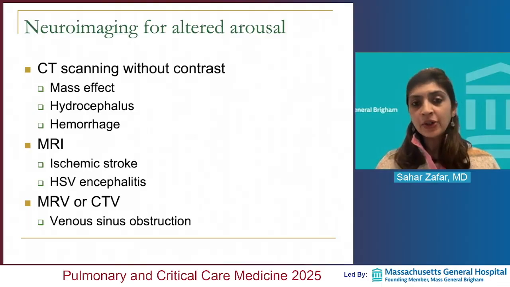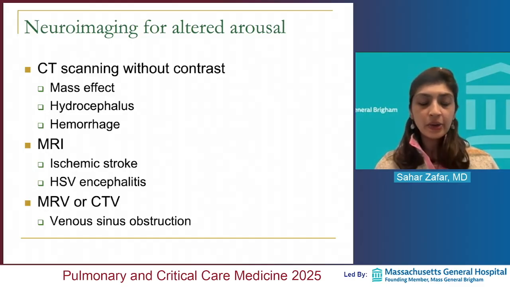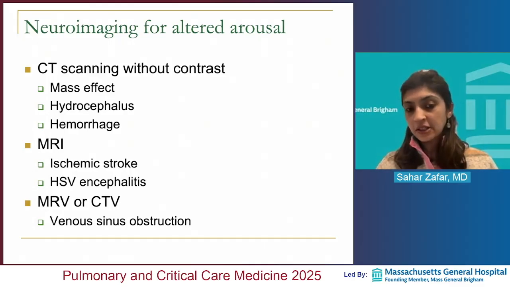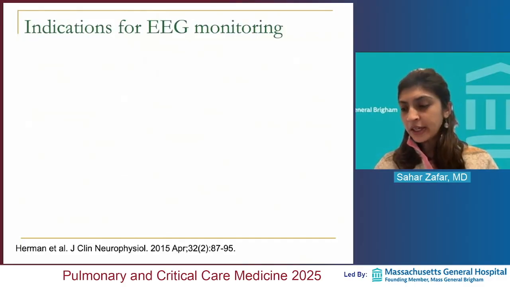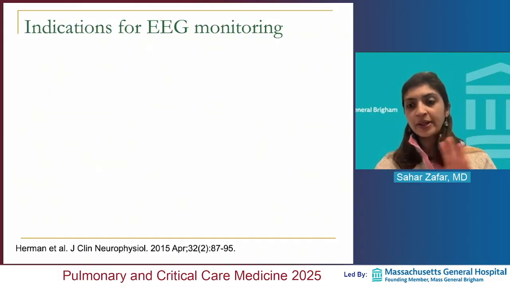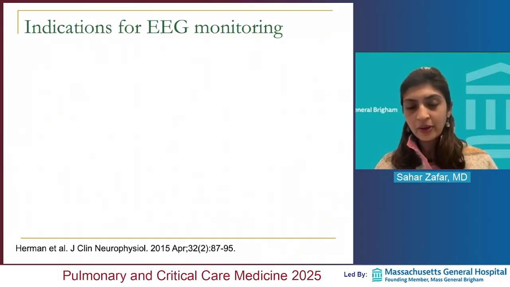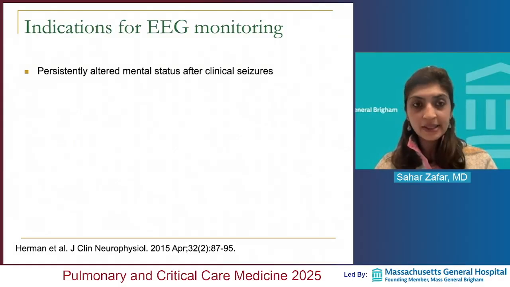For imaging, CT is the fastest, especially if you're concerned for a hemorrhage or a bleed. MRI is for looking for more subtle findings, and if there's concern for venous sinus thrombosis, ensure you get MRVs or CTVs. But I'll spend some time talking about EEG monitoring because I think that's what we consider most often when we don't have a good cause for altered mental status.